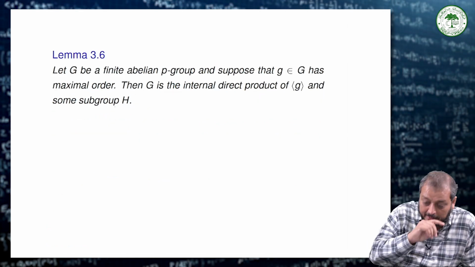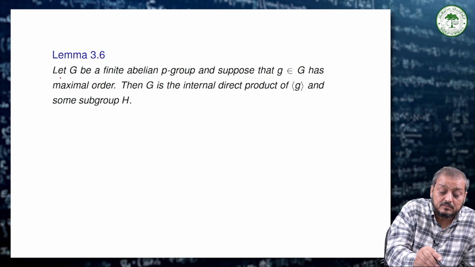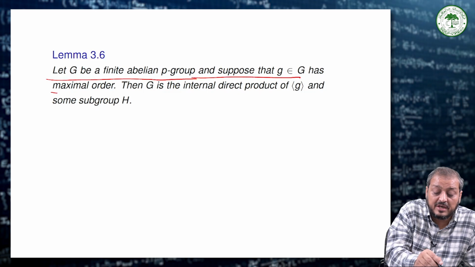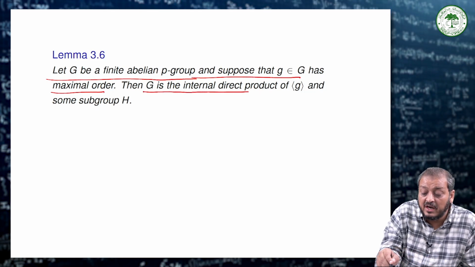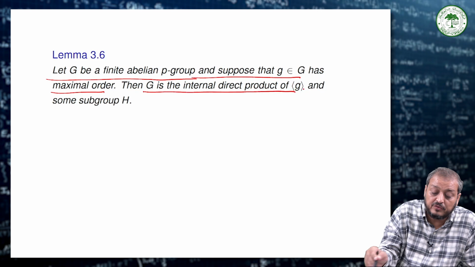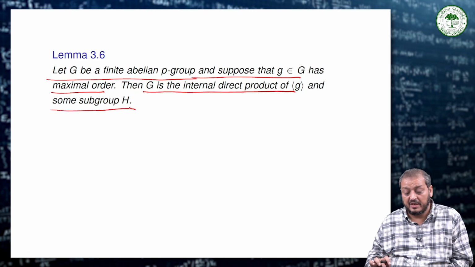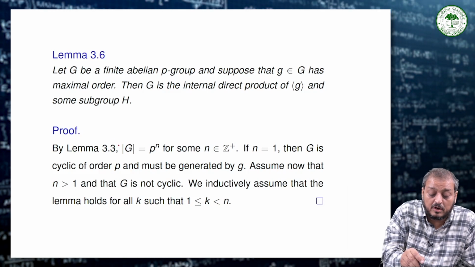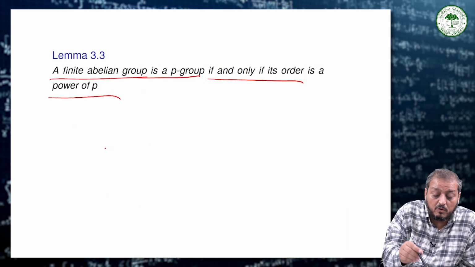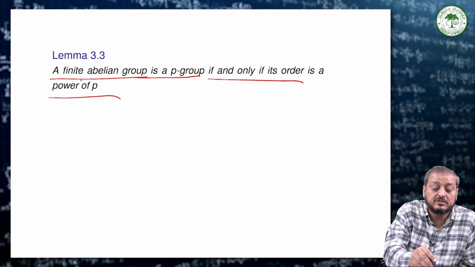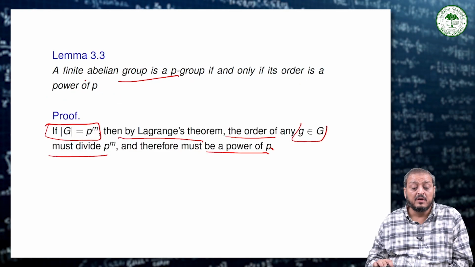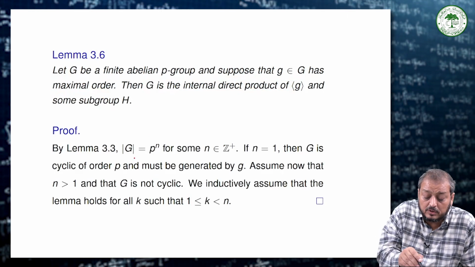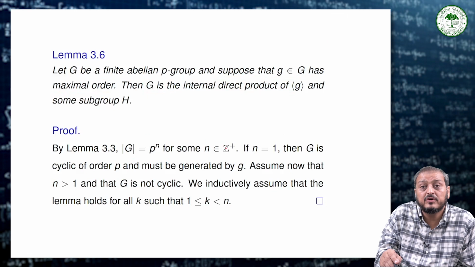Now we have another result which says: let G be a finite abelian p-group, and suppose g is an element of G that has maximal order. Then G is an internal direct product of the subgroup generated by g and some subgroup H. Proof: by the lemma, since G is a p-group, the order of G is a prime power of p. So by this result we can simply say that the order of G is equal to p^n for some n in Z positive.